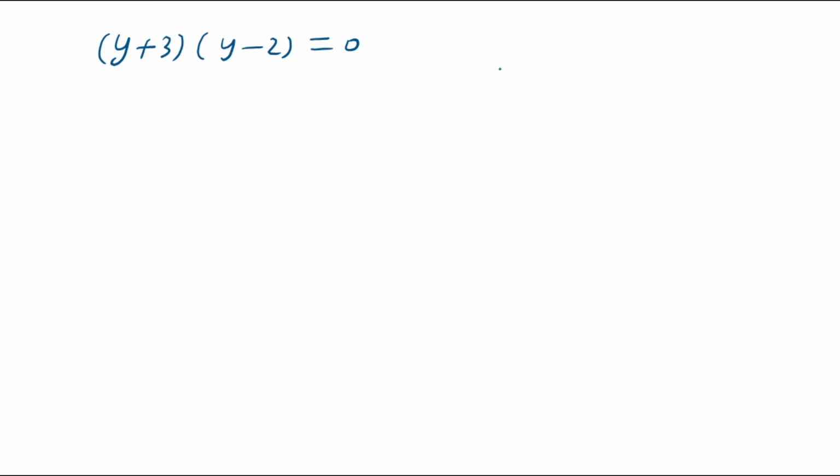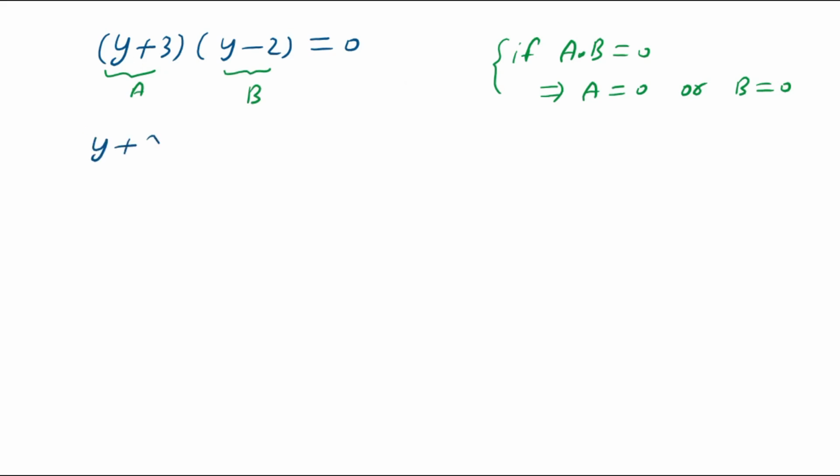Here we will apply this rule. If a into b is equals to 0, this implies a is equals to 0 or b is equals to 0. Let's say this expression is a and this expression is b. If we apply this rule here, then y plus 3 is equals to 0 or y minus 2 is equals to 0. Here the value of y is equals to minus 3 and here the value of y is equals to 2.